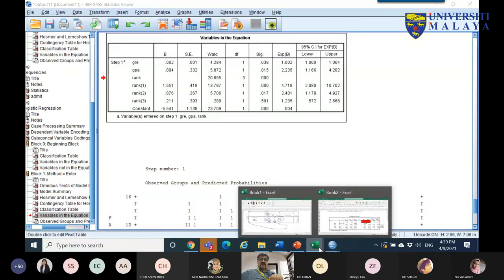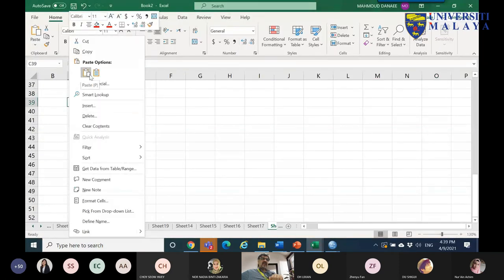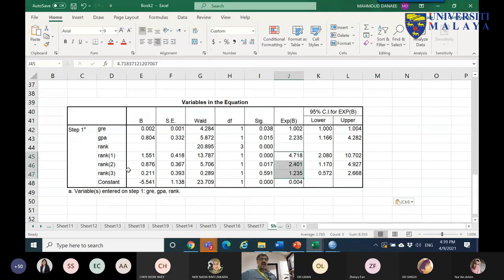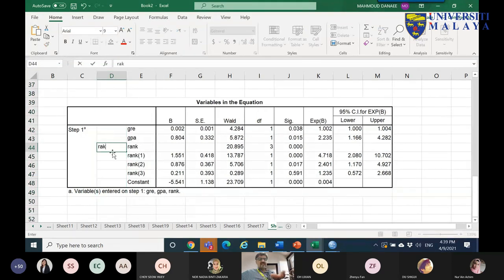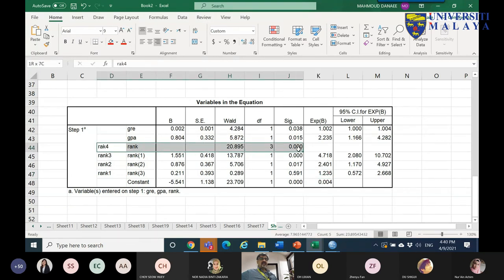But the odds ratio now for the school is not less. So now the reference is the worst school. So this is rank 4, this is rank 3, this is rank 2, and this is rank 1. If you graduate from the best school, compared to the students who graduated from the worst school, you have 0.23 times more chance for admission.